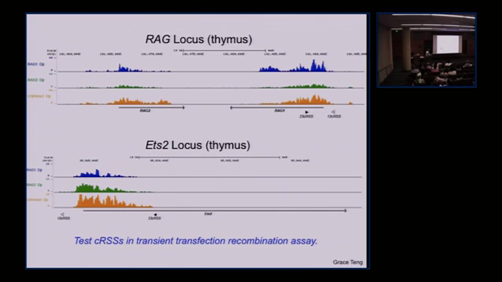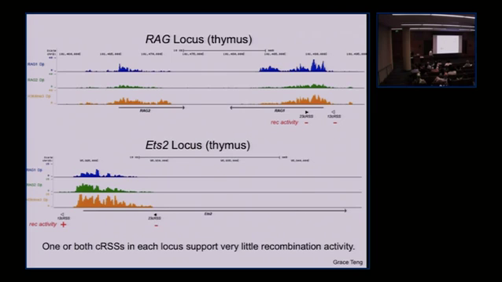So we then took these RSSs out and did some tests in transient transfection in cell culture to just see if they were active. And actually, we weren't very good at picking out good RSSs. These guys actually did not have detectable recombination activity, and only this one supported some activity and this one didn't. So all right, you can say there's no recombination going on here because we just didn't pick out good RSSs. As I said, one or both of these cryptic RSSs support very little recombination activity.